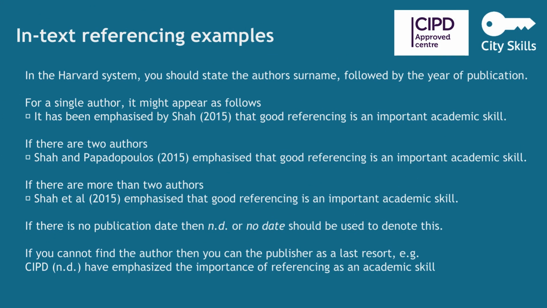In-text referencing examples. In the Harvard system, you should state the author's surname, followed by the year of publication. For a single author, it might appear as follows. It has been emphasized by Shah, 2015, that good referencing is an important academic skill. If there are two authors, Shah and Papadopoulos, 2015, emphasized that good referencing is an important academic skill. If there are more than two authors, Shah et al., 2015, emphasized that good referencing is an important academic skill.